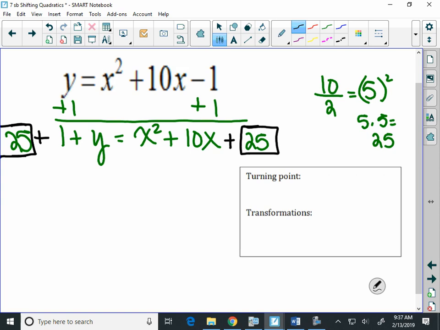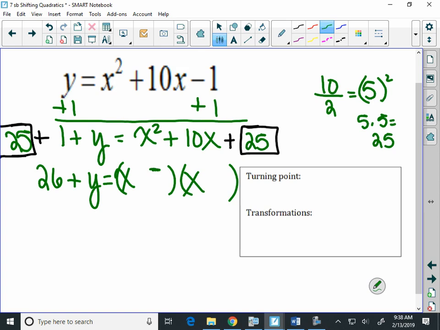Alright. So now that we've got that, 25 plus 1 is 26 plus y. I'll even skip some steps here and go straight to the factoring. The thing about completing the square is that these parentheses have to have the same values. x squared is x times x. 25 is 5 times 5. The sign in front of the 10 is a plus, so these both have to be pluses.